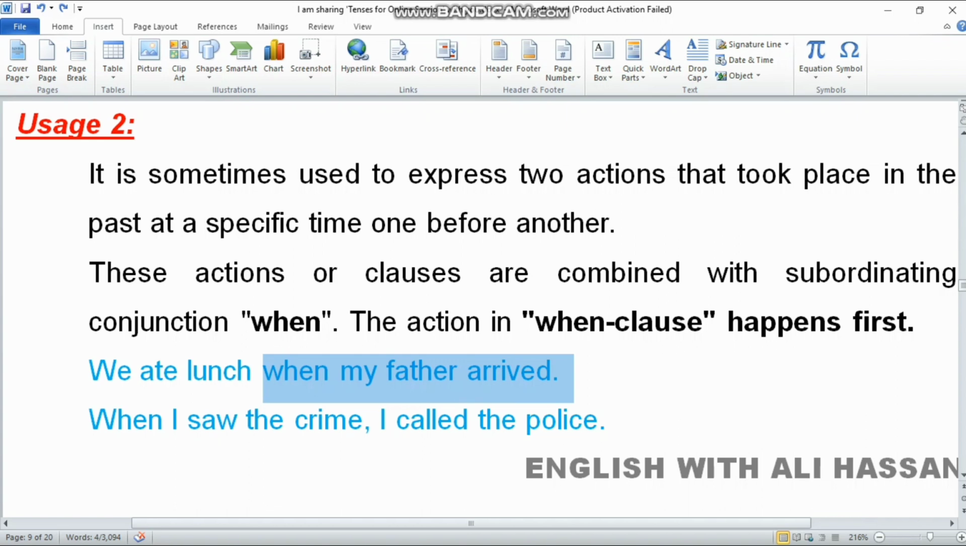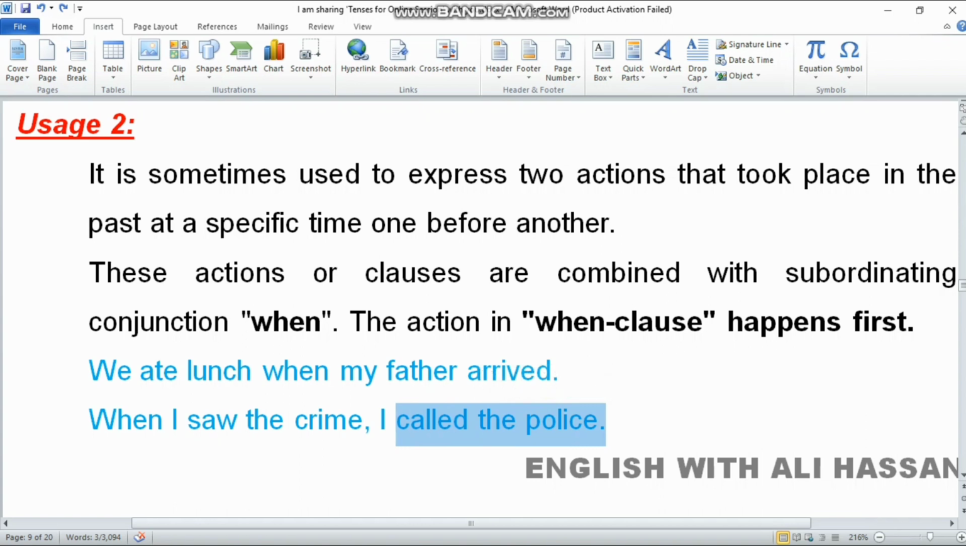Another example we can have is, when I saw the crime, I called the police. So there is an activity, seeing the crime, in the past. This is the first action, and this is what was done subsequently.